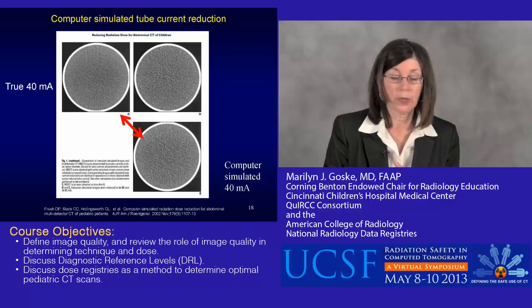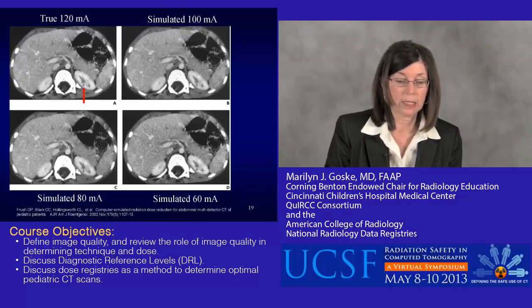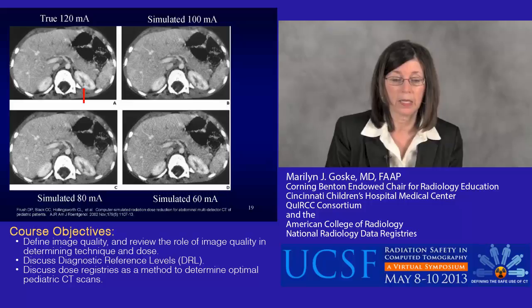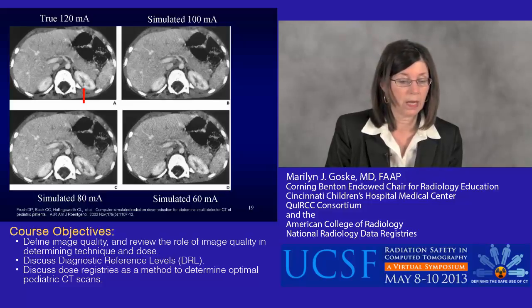He was then able to use this computer simulation and apply it to a baseline CT. Here are some images on this next slide from Dr. Frush. This is an image that was really obtained at 120 mA, and here you can clearly see this little tiny cyst. But as they brought the mA down to 100, or 80, or 60, you can see in this simulation that it is more difficult to see that tiny renal cyst.